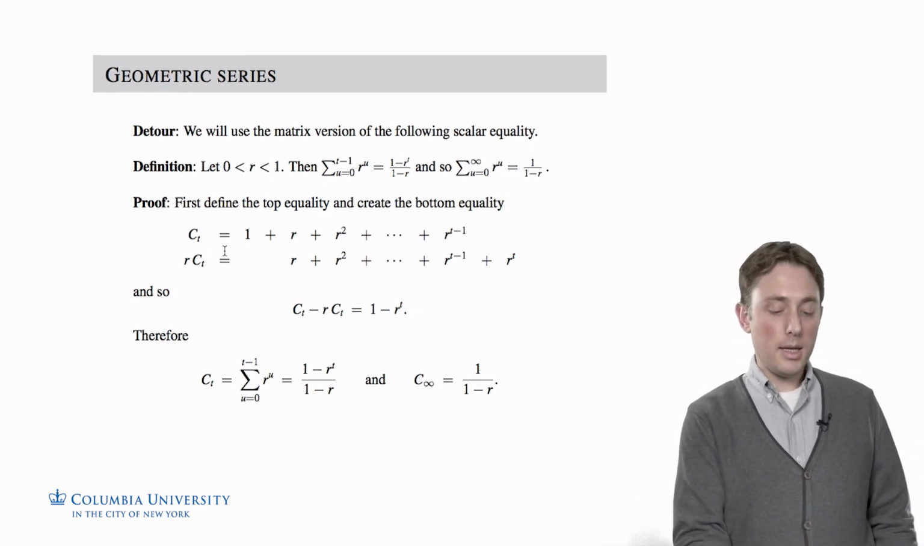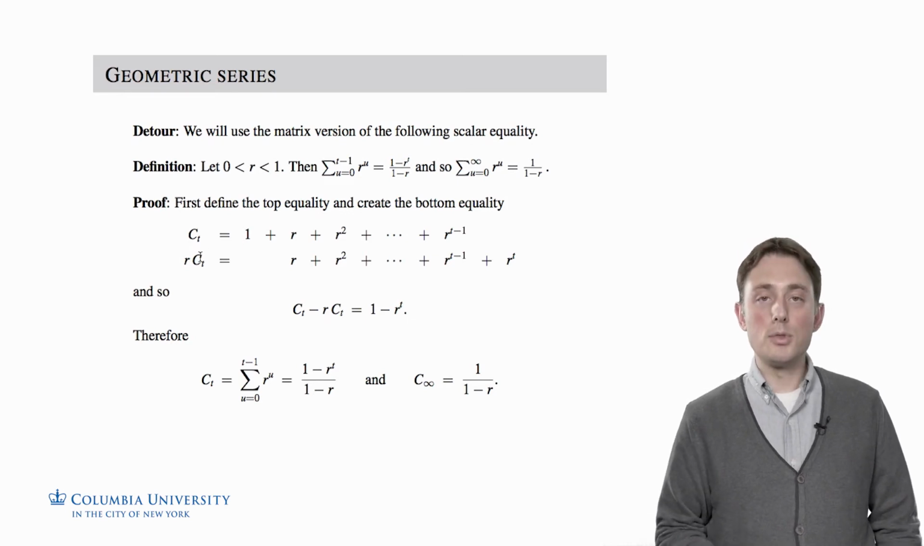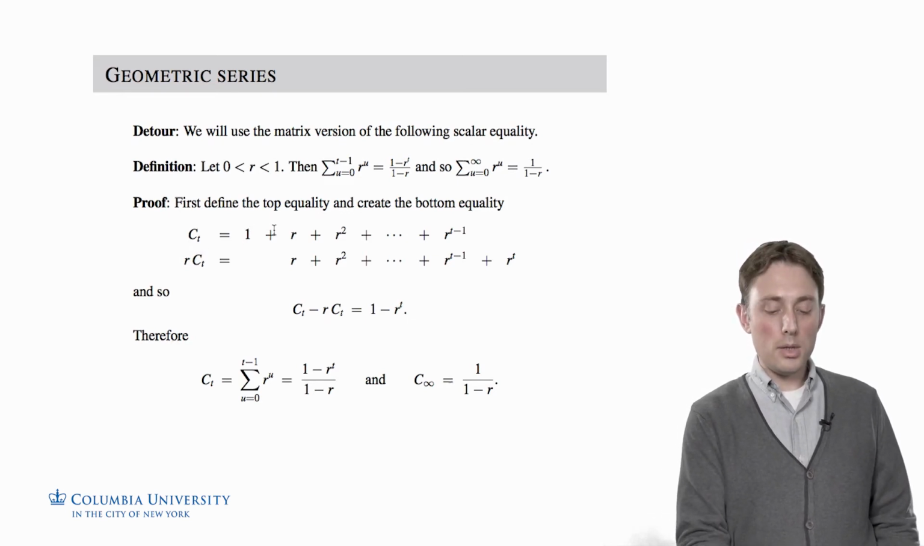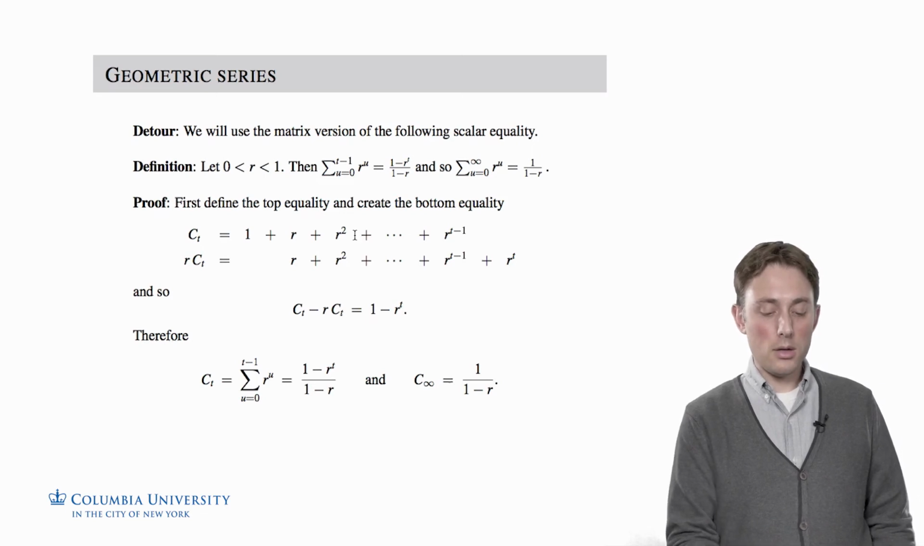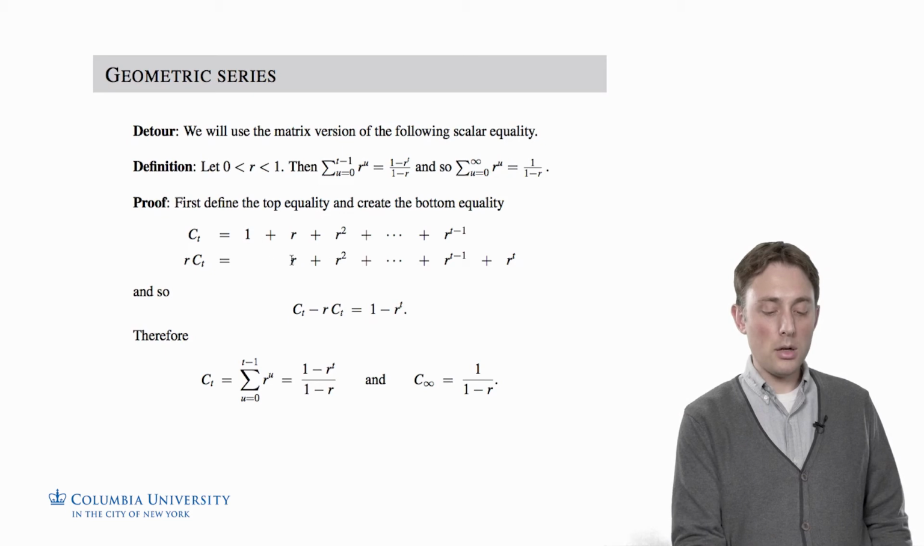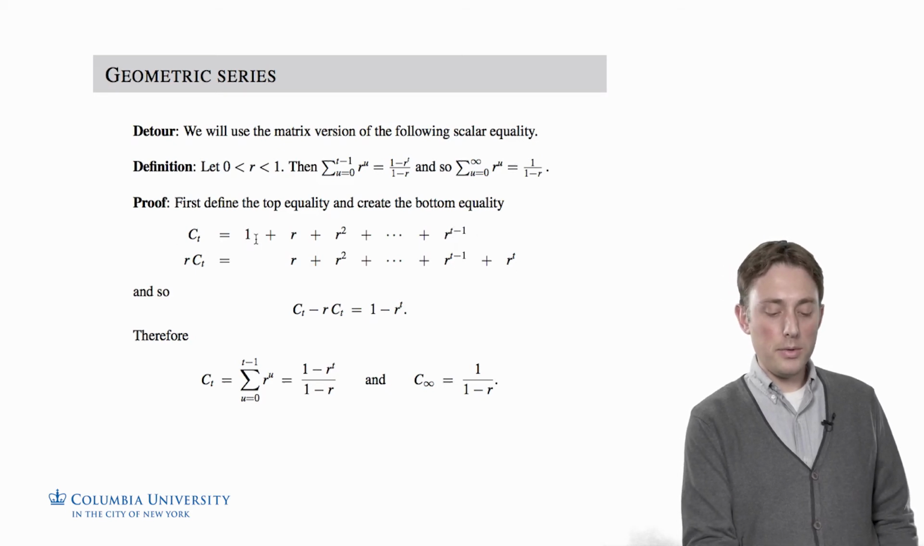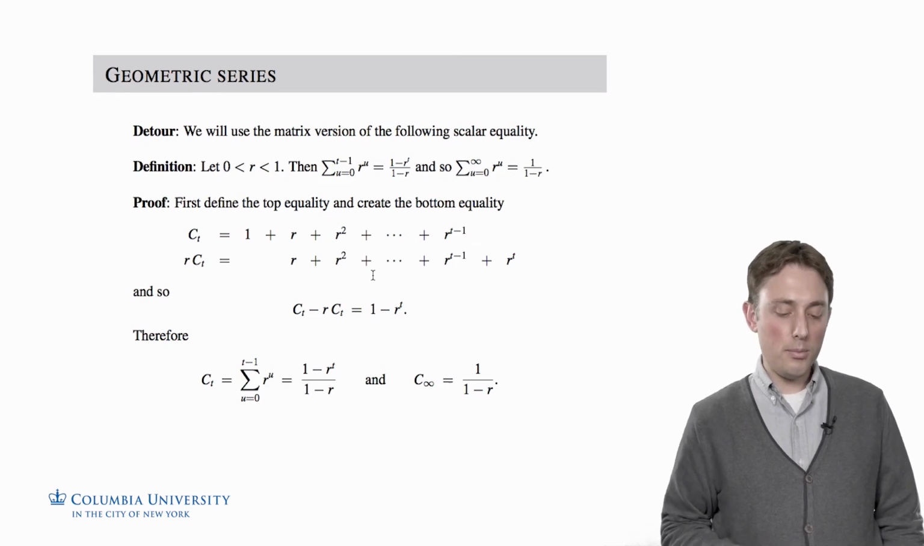Now let's take the left and right-hand side and multiply by r. So r times c_t is equal to this sum times r. We simply shift everything. 1 times r is r, so let's write it underneath r. r times r is r squared, so let's write that underneath r squared. And at the end, we have r to the t minus 1 times r, which is r to the t. So we've simply taken the sum and multiplied both sides by r.